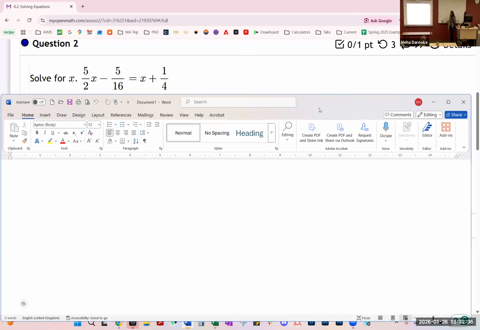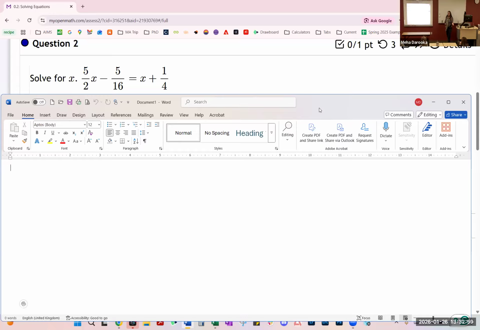So of course we can see we are given... sorry, no, I think that's just solve for x. I would have put a little bit more space in there. Okay, so my apologies. You are actually starting at 5/2 x minus 5/16 equals x plus 1/4.